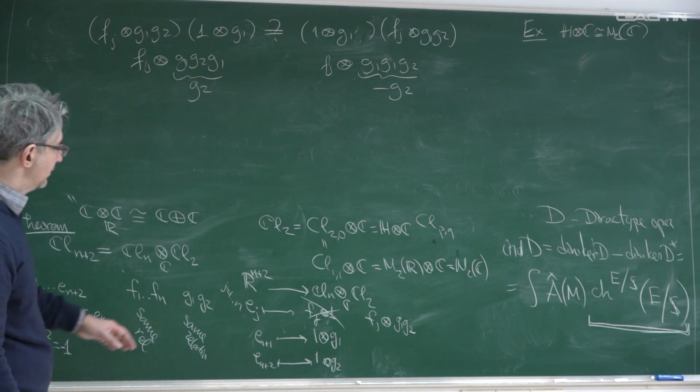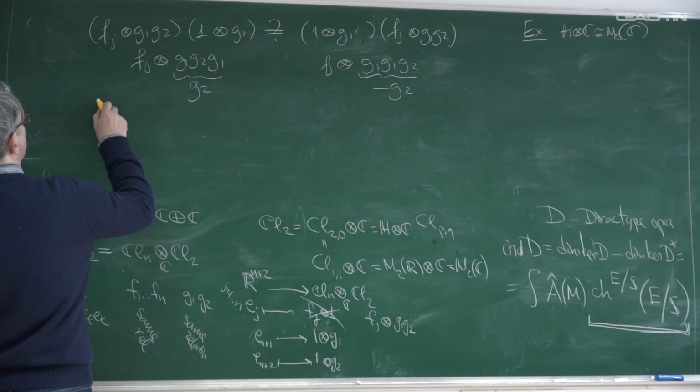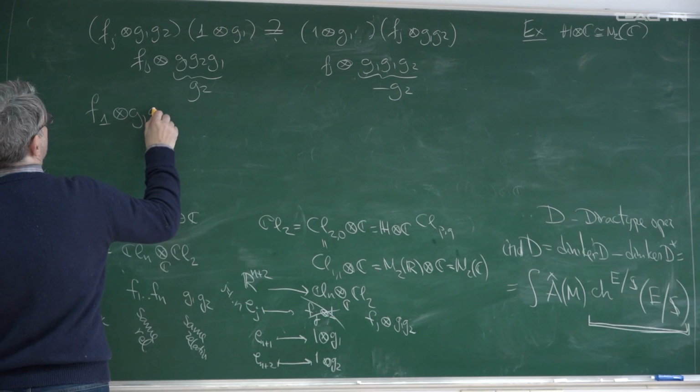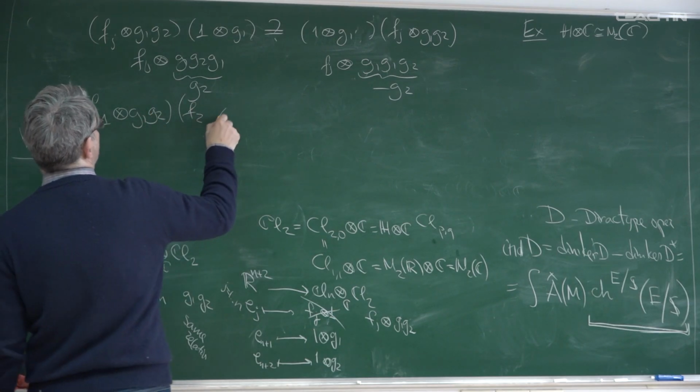Now I need to check that the images of these are skew commutative. Let me check it in a very explicit way. I will take f_1 and f_2.